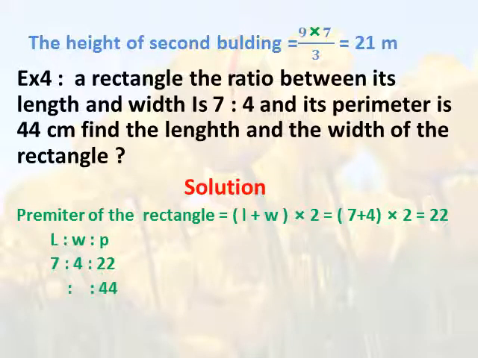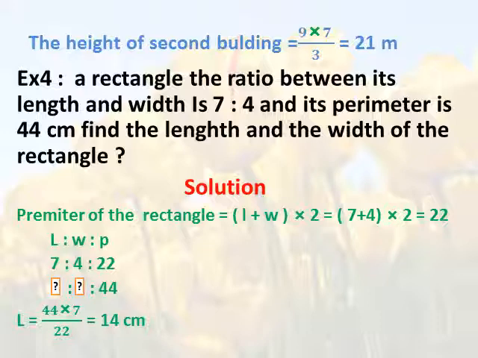I don't know the real value of length and width, so I will put question mark. To get length or width, I will hit one of them and use cross multiplication. To get the length, we will hit the middle term, which is width, the second term W.